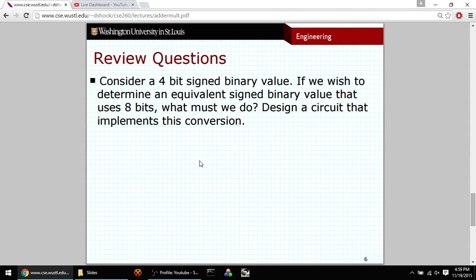So try a few of them out and see what it looks like. How do we change the number from 4 bits to 8 bits? What's -4 in 4 bits? What's -4 in 8 bits? See if you can see what the pattern is, and then see if you can design a circuit that will make that conversion for us. Don't forget about positive values too. It has to be able to handle both positive and negative.